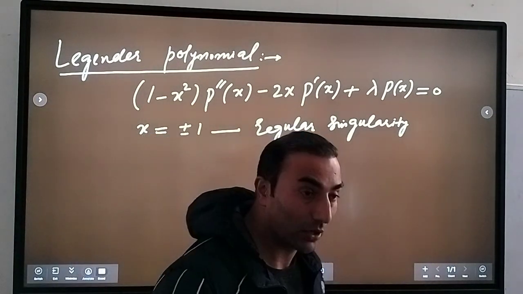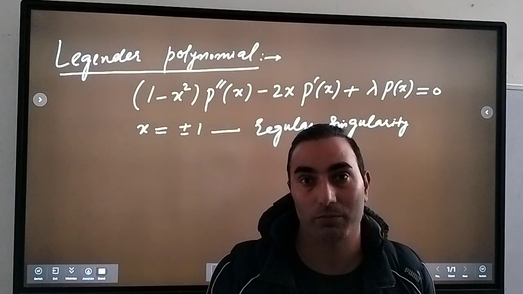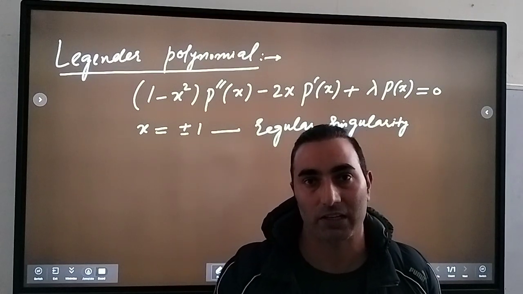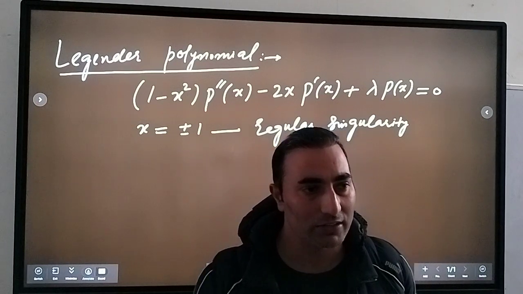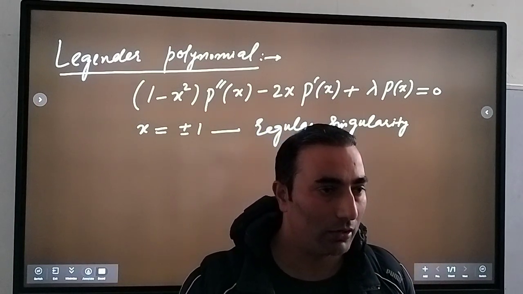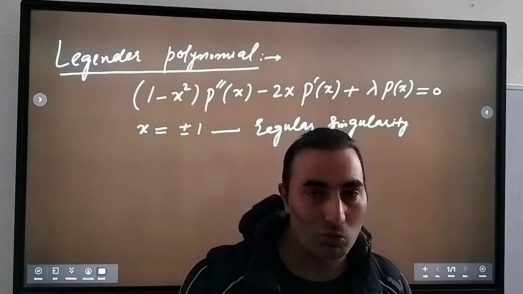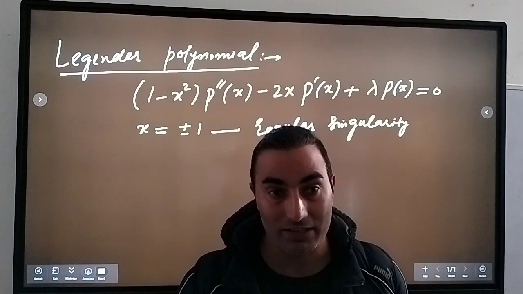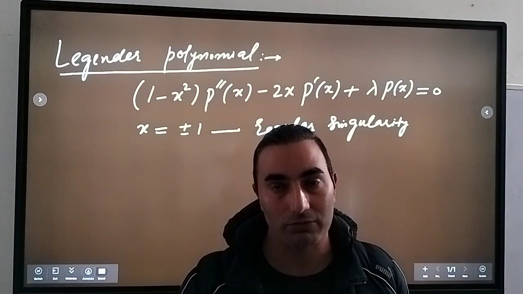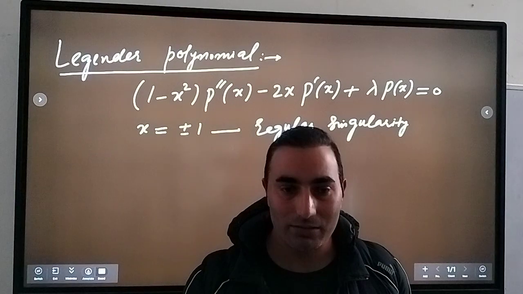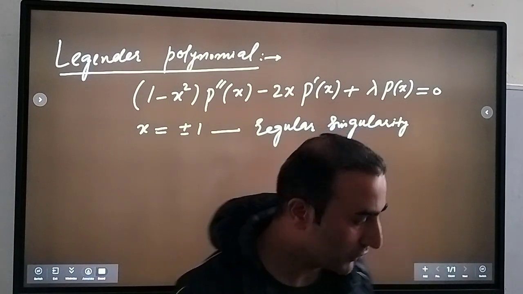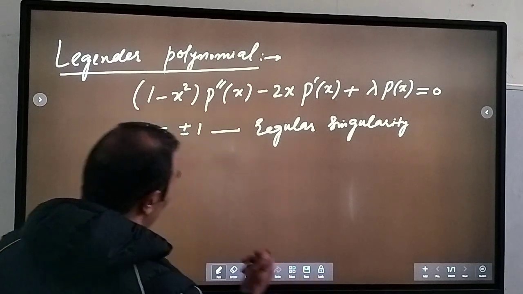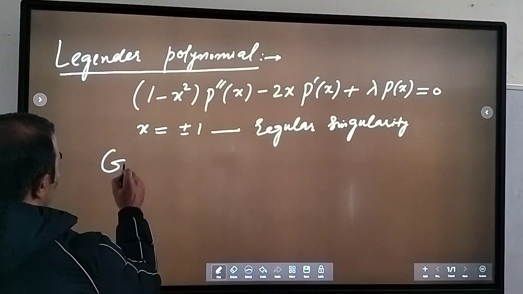Let us now talk about the corresponding generating function for this kind of differential equation. As we have already talked about the Bessel differential equation, and you are aware of how to get the different relations between the Bessel functions, which are called recurrence relations, similarly we have a corresponding generating function for this differential equation also. So what is the generating function for the Legendre polynomial?